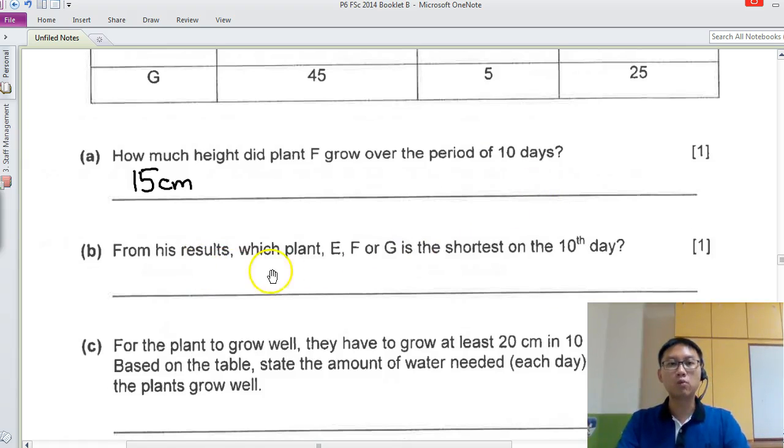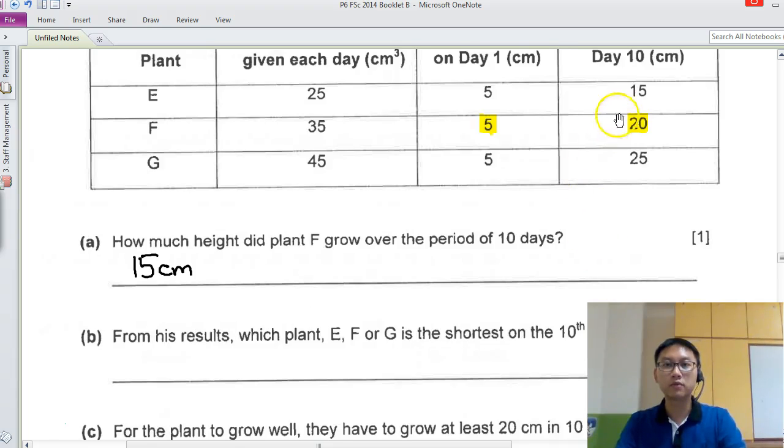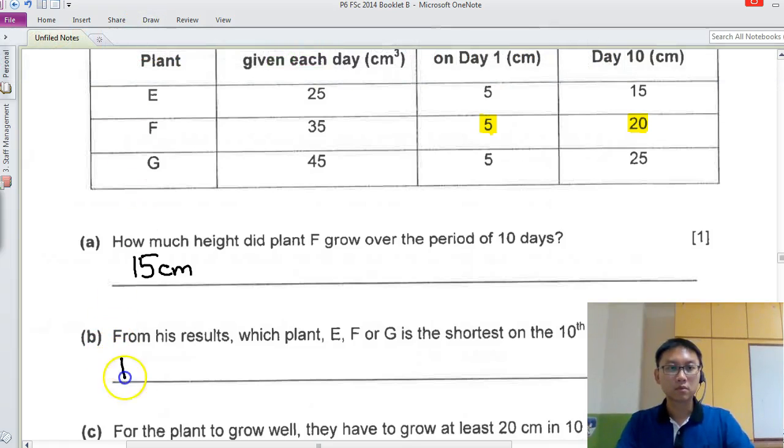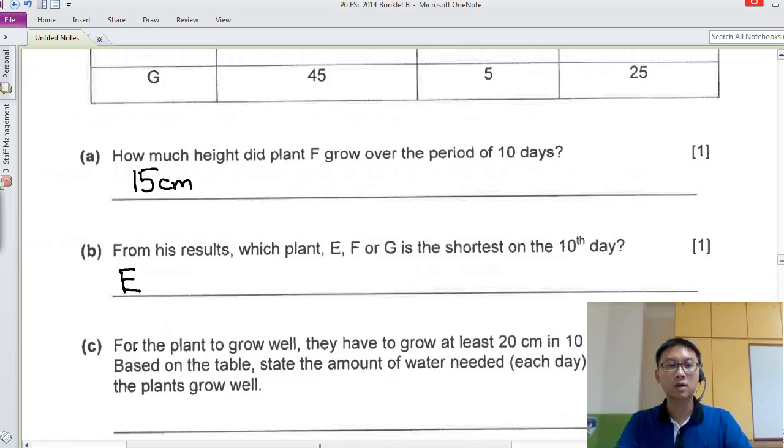From his result, which plant, E, F, or G, is the shortest on the 10th day? So very obvious, look at it. Which is the shortest? Yes, E is the shortest. It's very easy to answer.